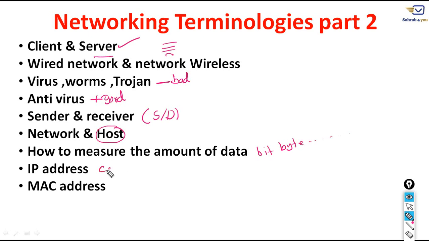An IP address is like your cell phone number. And a MAC address is a unique code for your device. It is a unique code for your device.